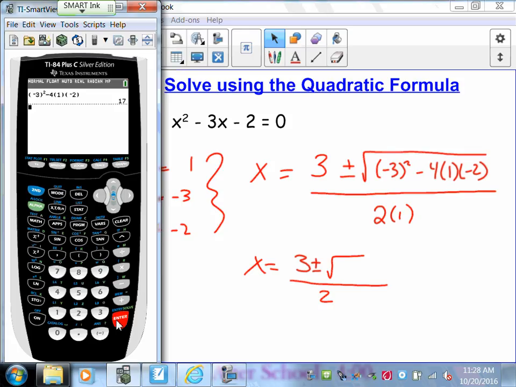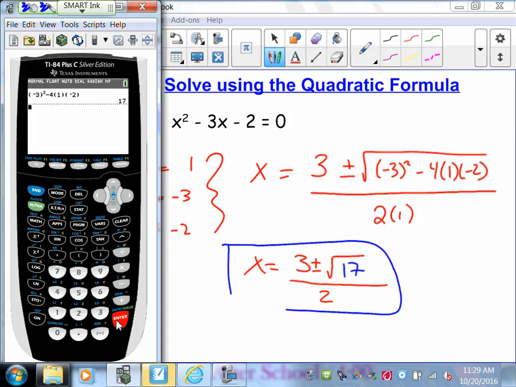True. 9 plus 8 is 17, right? Can you simplify the square root of 17? Heavens no! So that's it. No decimals. Exact answers. That's good. It's beautiful.